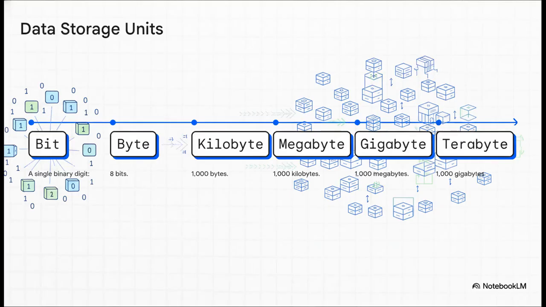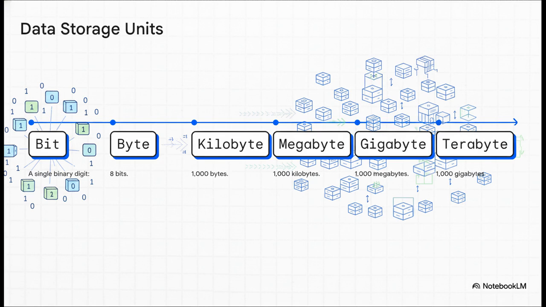It all starts with the smallest piece of data, a single bit, just a 0 or a 1. Group 8 of those together and you get a byte. From there, it's pretty simple. 1,000 bytes is a kilobyte, 1,000 kilobytes is a megabyte, 1,000 megabytes is a gigabyte, and so on.